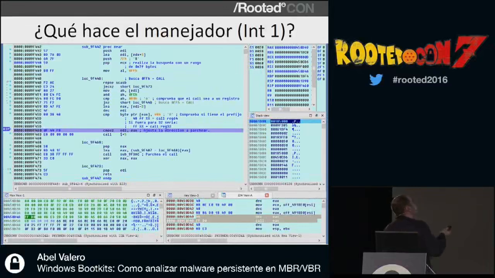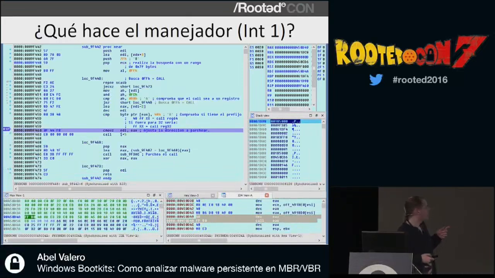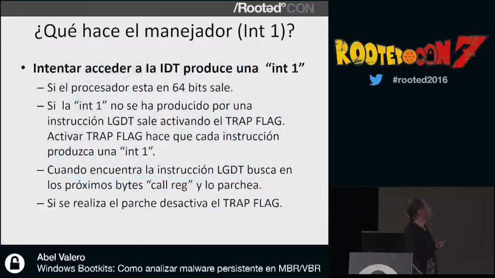Where is it? It's looking for a certain call within a range. Once it finds that call, EAX, this is what it's looking for. Once it finds that call, it patches it, and it adjusts the address so that when there is a call to that address, it goes into there.